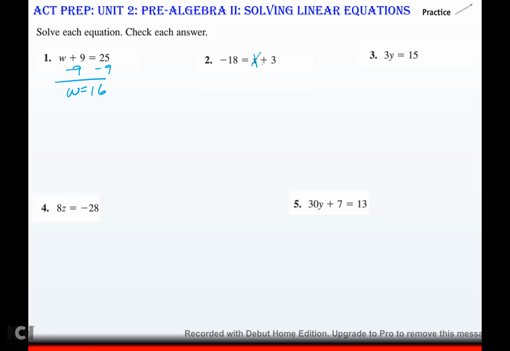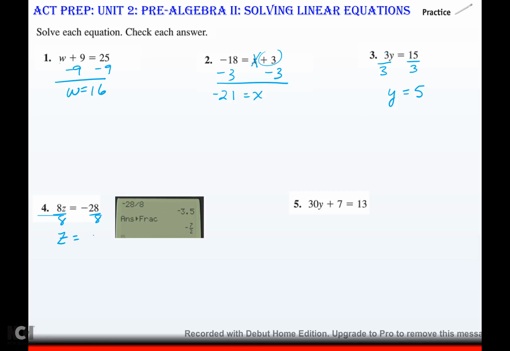Okay, here, there's my X. So to undo adding 3, I'm going to subtract 3 from both sides, and that gives me negative 21 equals X. They're multiplying by 3, so I'm going to divide by 3, and y equals 5. They're multiplying by 8, so I'm going to divide by 8, and I get z equals negative 28 over 8, which is negative 3.5. If you enter it, you could also write it as negative 7 halves. Mixed number would be negative 3.5.